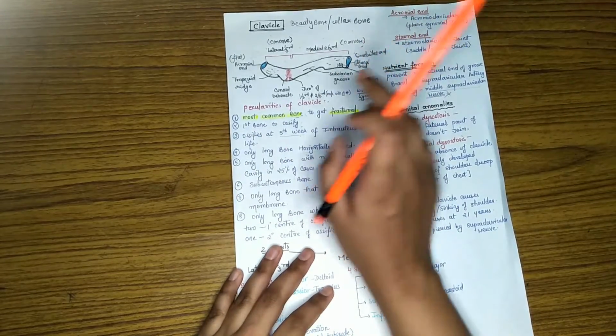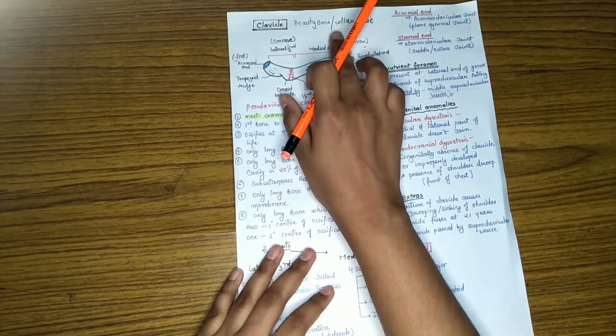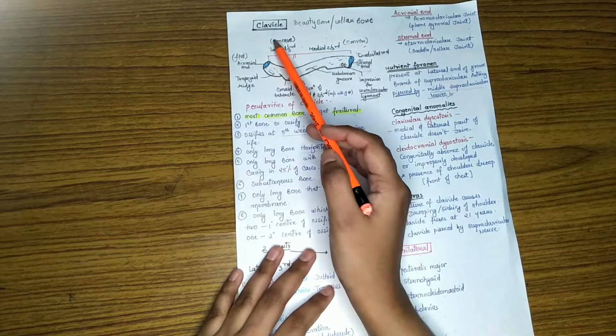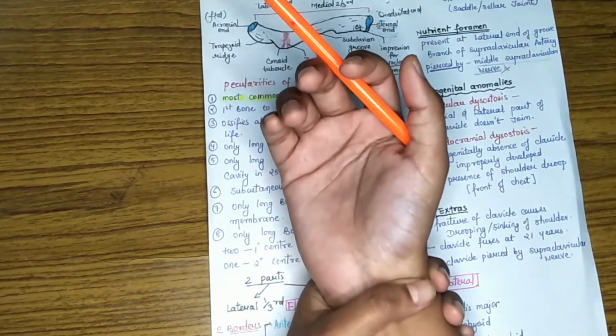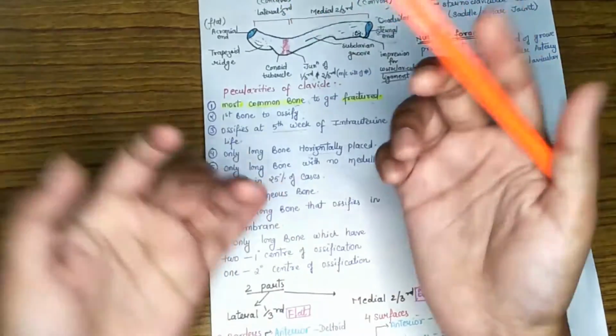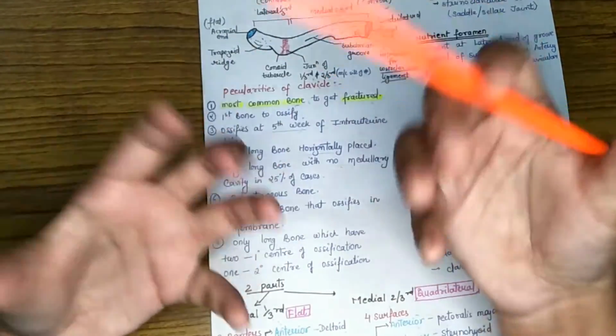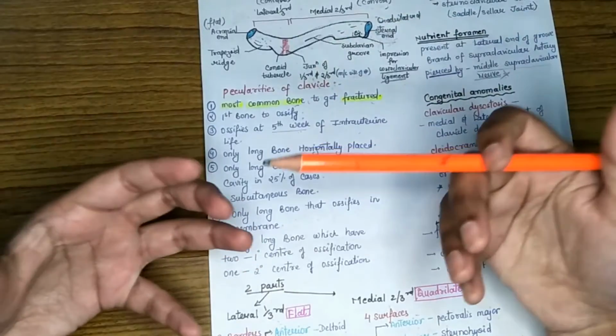So let's start. The clavicle is also known as the beauty bone or the collarbone. The function of the clavicle is it supports the shoulder so that our arm can swing clearly away from the trunk, and the second function is it transmits the weight of the limb to the sternum.